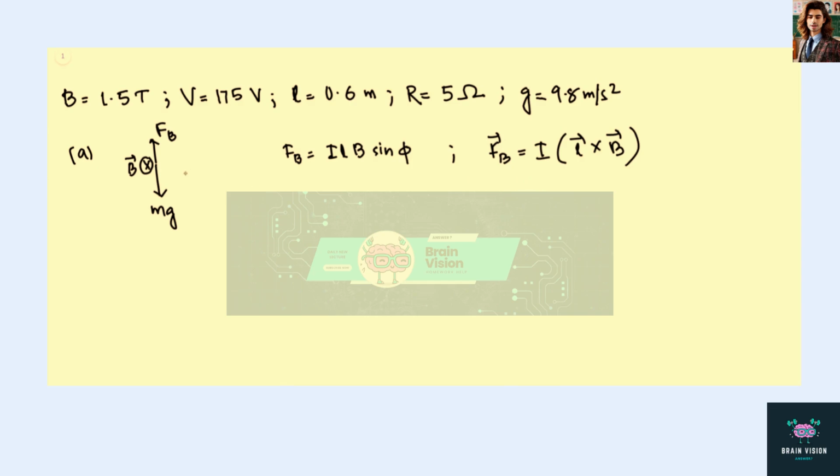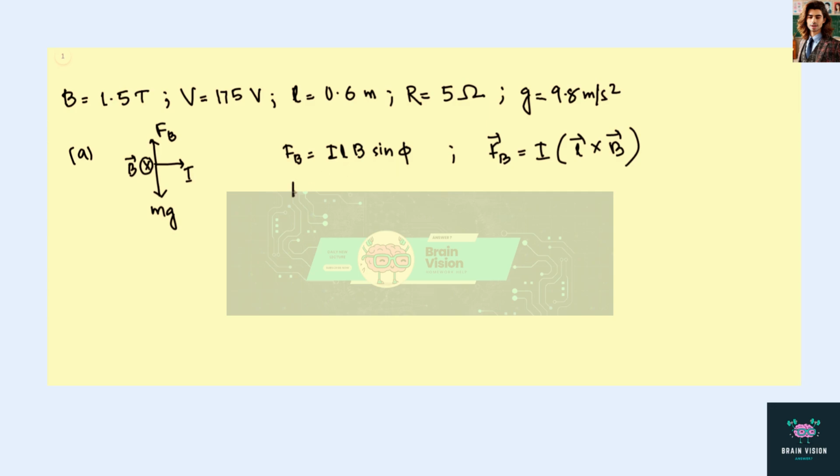So we use the right hand rule over here, and we see that the current in the bar must be towards the right in order to produce Fb upward. So only if the current is in the right direction will we get the magnetic force to be upward, which it should be in order to be in equilibrium, because it needs to be equal and opposite to mg.